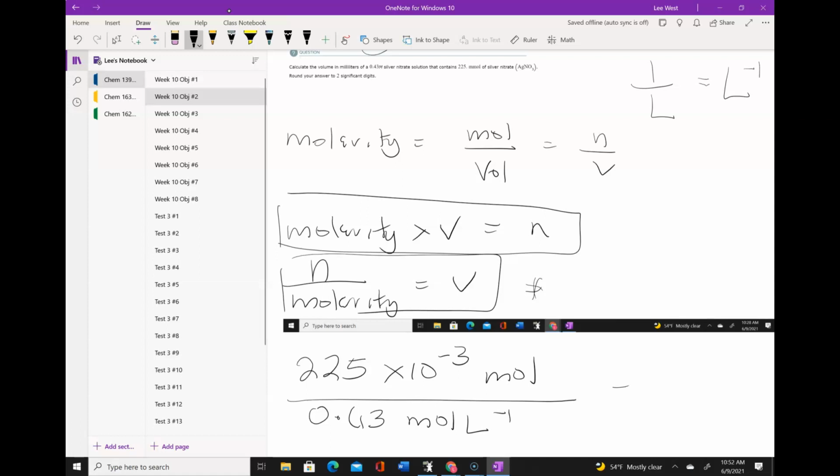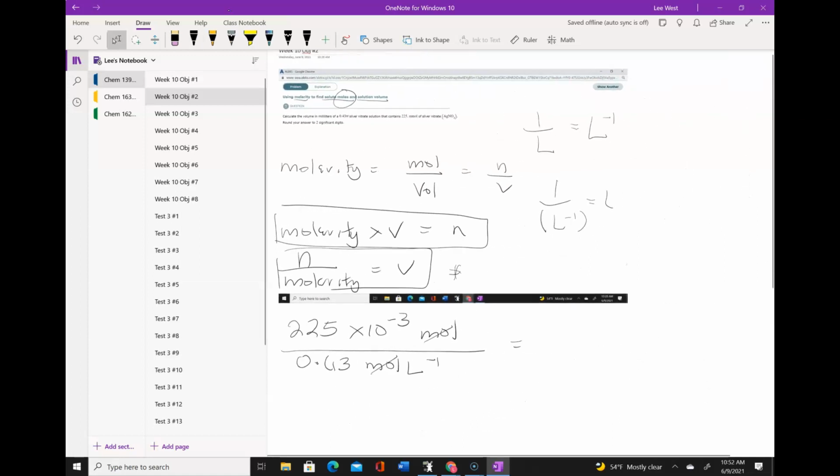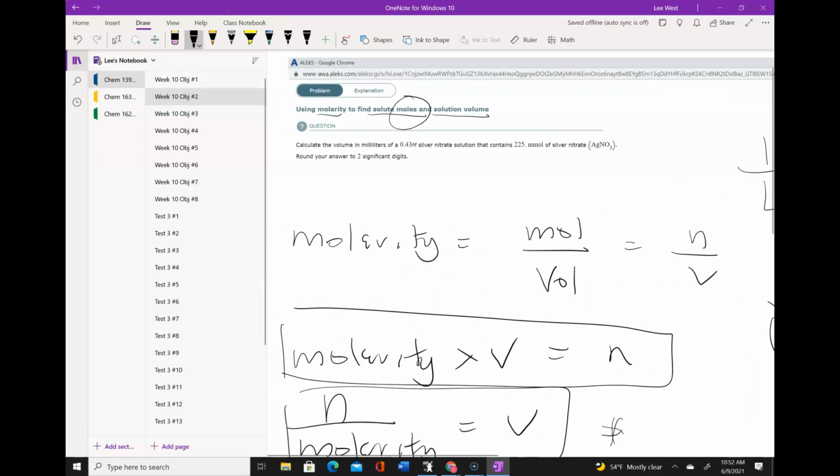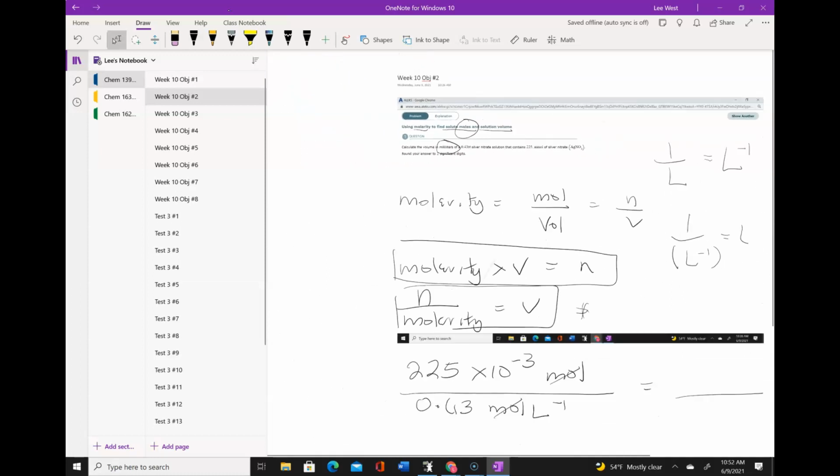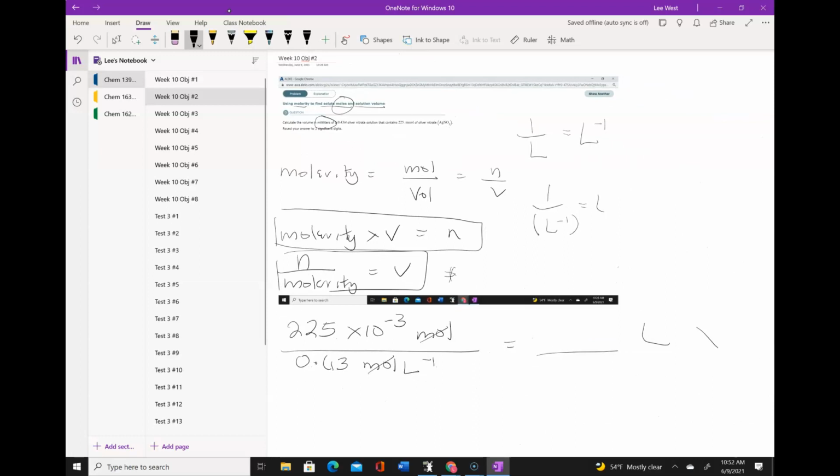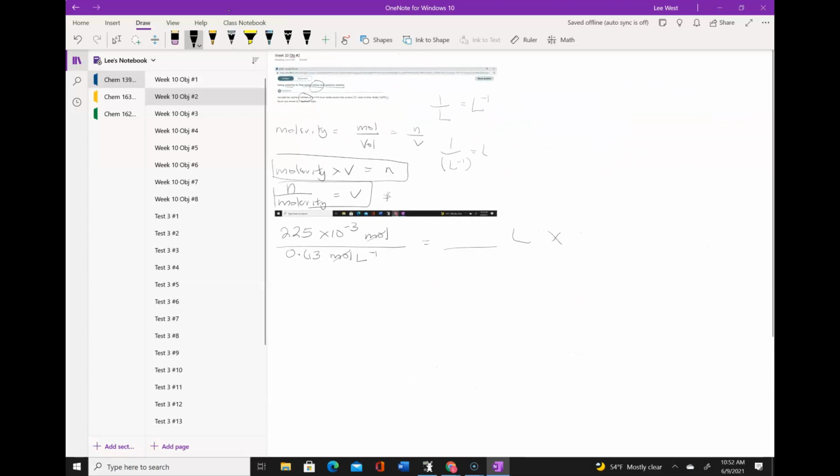Okay, so what happens here? Well, you can see that moles cancels out, and it leaves me with 1 over liters to the minus 1, which is the same as liters. So this is going to give me an answer in liters. Now, the question asked for the answer to be given in milliliters. So I've got to multiply that by the conversion factor that has liters on the bottom and milliliters on the top.